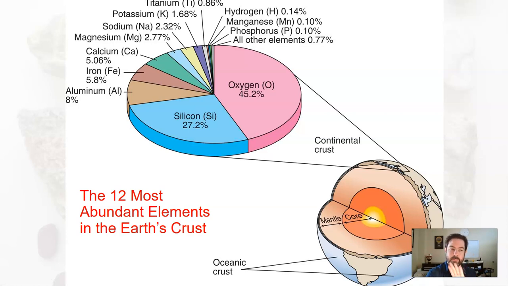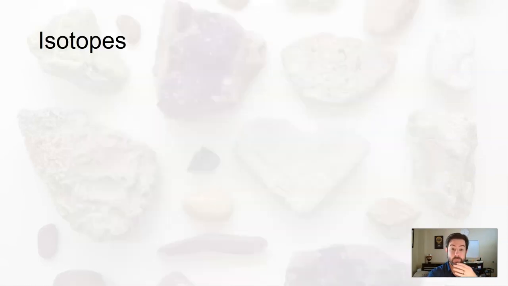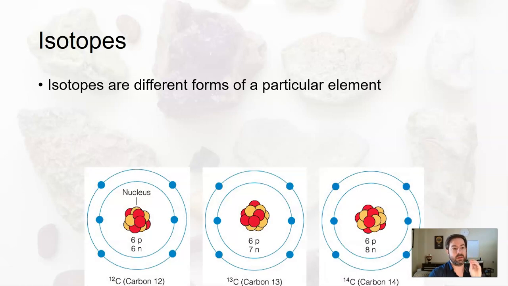One more thing to talk about, because we'll come back to it when we talk about dating and dating techniques in a couple more units. But since we're on the subject of chemistry things, are isotopes. Isotopes are different forms of a particular element. What you see here, these are all carbon atoms. These are all the element carbon.